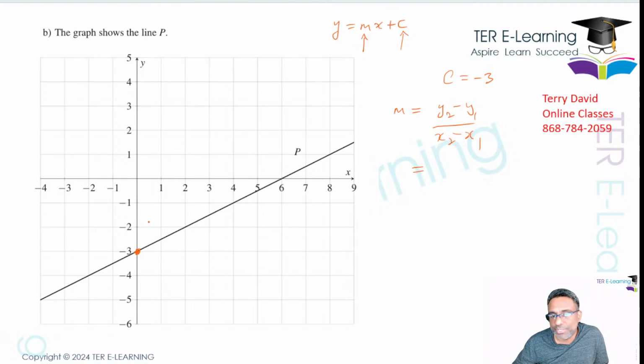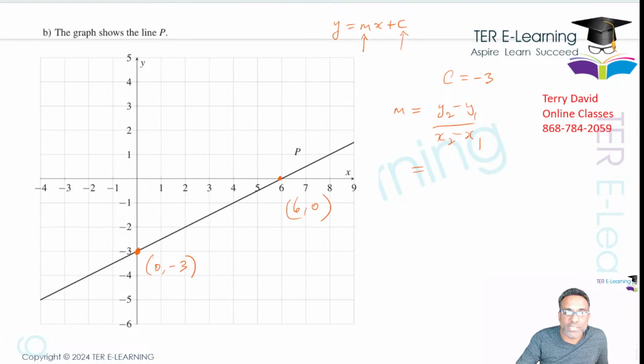So what you need to do, you need 2 points on that line in order to work out the gradient. So for me, I will use this point, which is 0, minus 3. And I will use maybe this point here, which is 6, 0. Now, this is what I normally tell my class to do, my actual class.